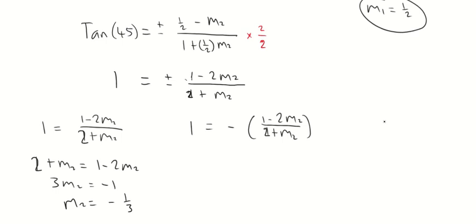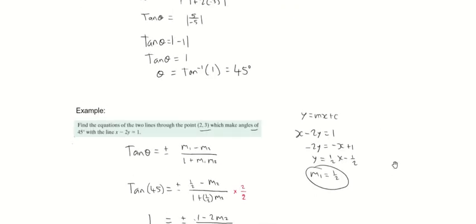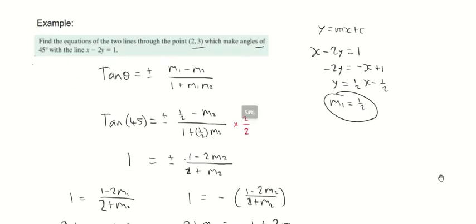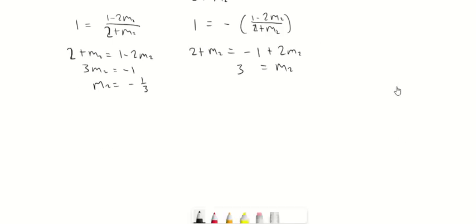And then the other one, so we get m2 is equal to 3. So I've got two values for m2 here then. So a minus a third and 3. Now if you look back at the question, we're looking for the two lines through the point 2, 3. So we can just use both of our slopes then with the point 2, 3 and put them into the equation of a line formula.